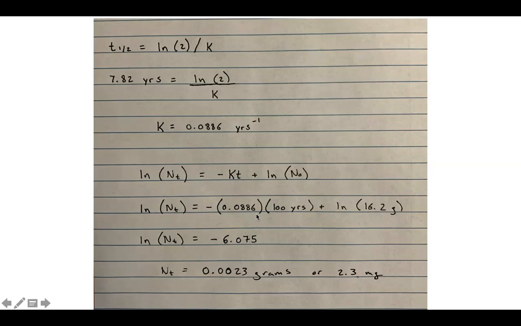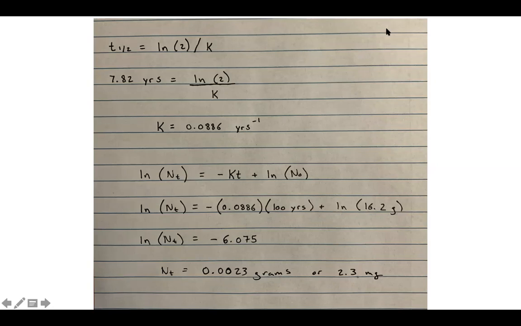Okay, and from here, it's just a bunch of algebraic manipulation. But when you solve for NT, it's going to come out to 0.0023 grams, which is equivalent to 2.3 milligrams. Okay, and so that's how much radioactive isotope would still be remaining in the pond after 100 years.